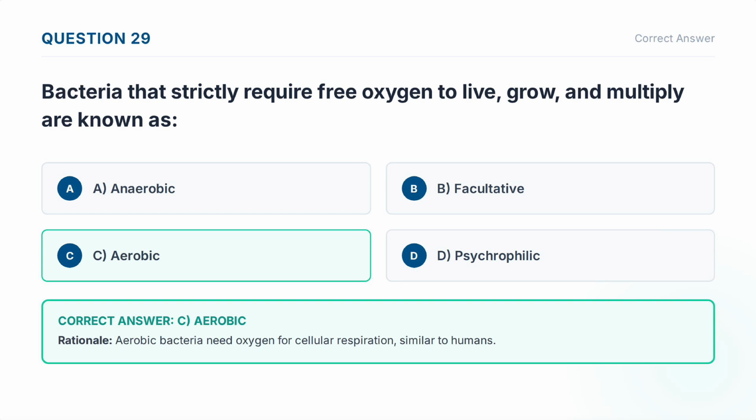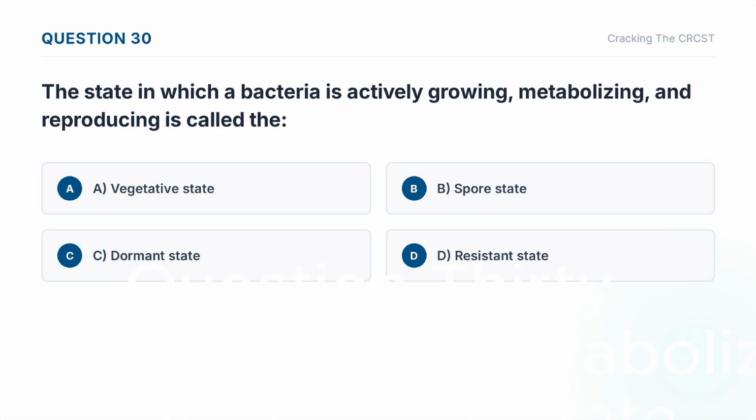Correct answer, C. aerobic. Rationale: Aerobic bacteria need oxygen for cellular respiration, similar to humans. Question 30. The state in which a bacteria is actively growing, metabolizing, and reproducing is called the A. vegetative state, B. spore state, C. dormant state, D. resistant state.